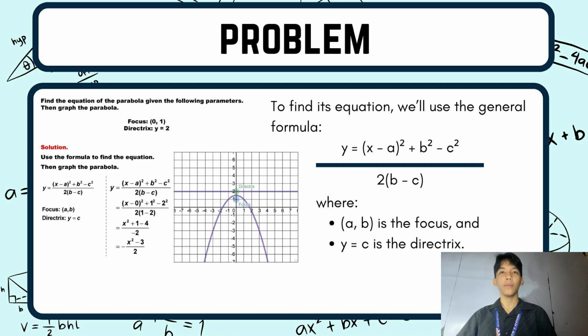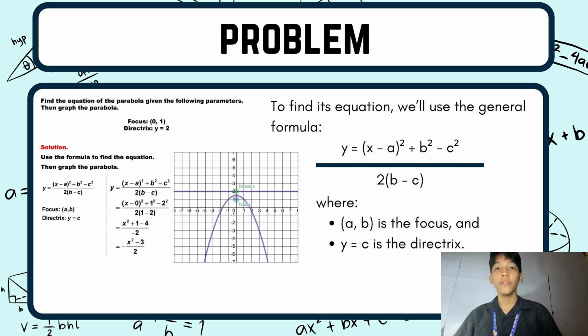This tells us that the parabola opens downward because the coefficient of x squared is negative. Now let's graph it. The vertex lies halfway between the focus and directrix. Since the focus is at 1 and the directrix is at 2, the vertex is at y equal to 1.5, or (0, 1.5). The axis of symmetry is the y-axis because the focus and vertex are centered along x equal to 0.